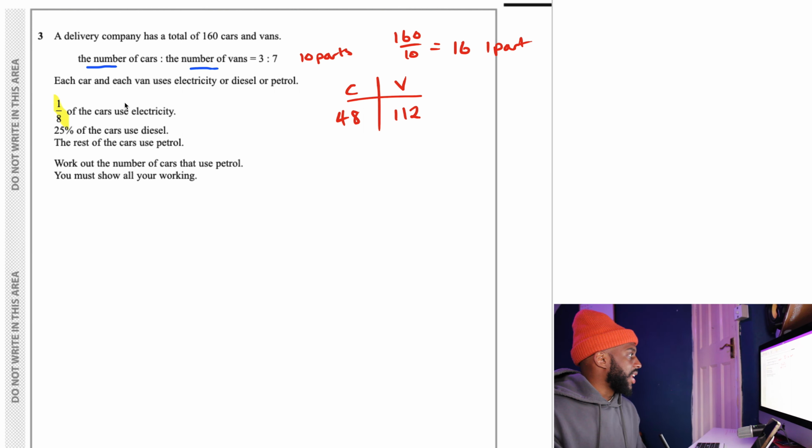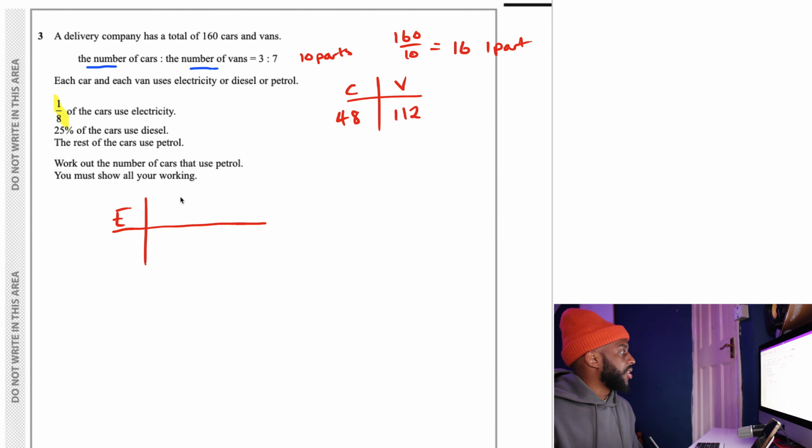Then we look at this next step here. So an eighth of the cars use electricity. So if I do a column there for electricity, an eighth of them use electricity. So we need to do an eighth times by 48. So 48 divided by 8, which gives us 6. So 6 cars use electricity.